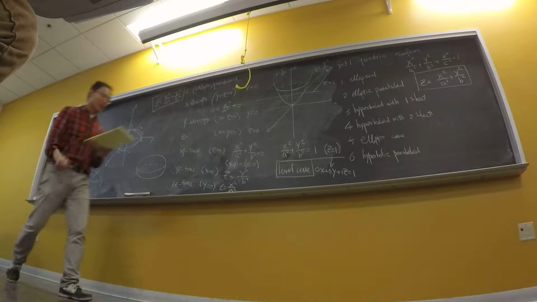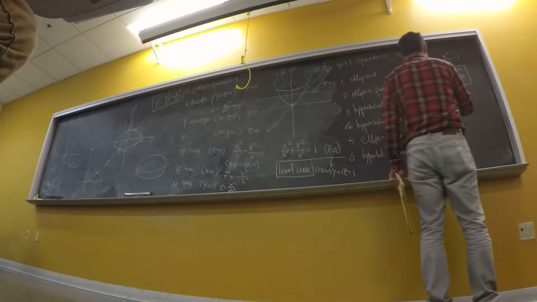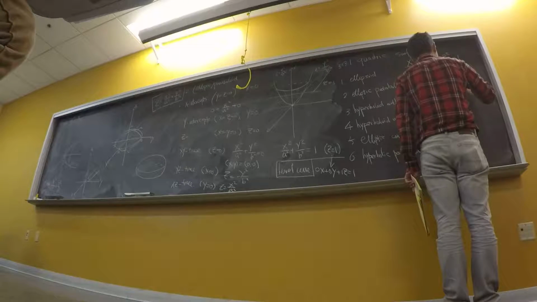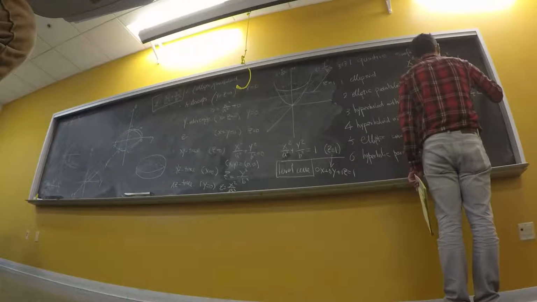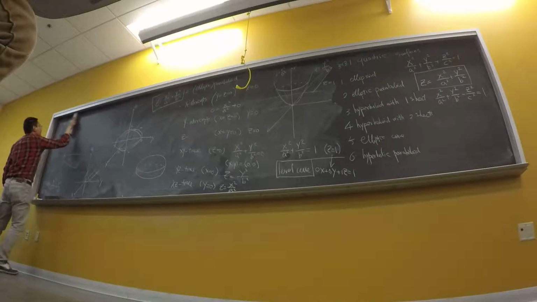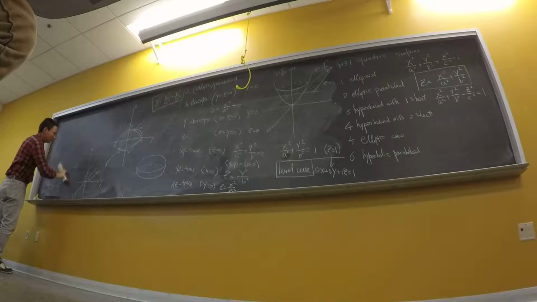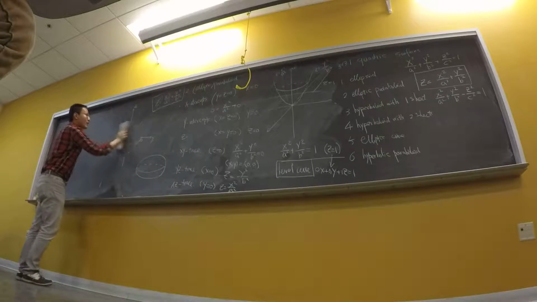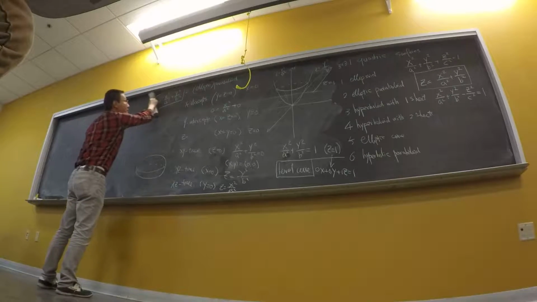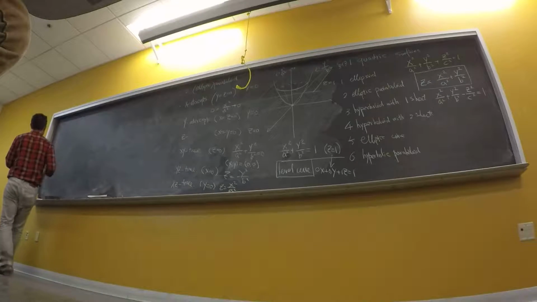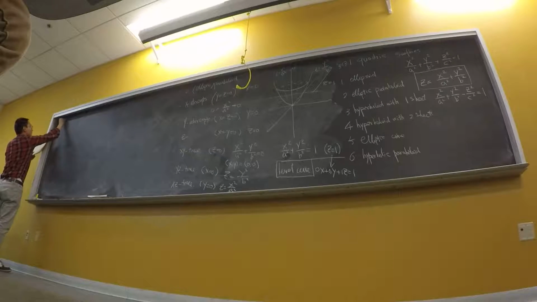So the next one will be x squared divided by a squared plus y squared divided by b squared minus z squared divided by c squared is equal to 1. Okay? Since this is a completely new quadratic surface, let's have it right here. So this is type 3.